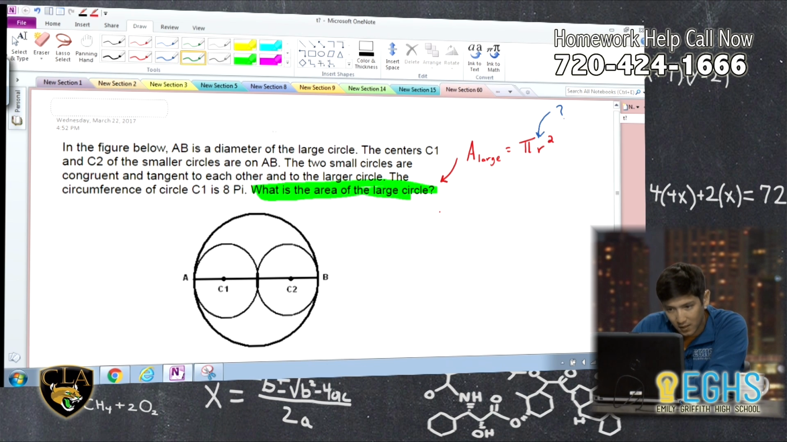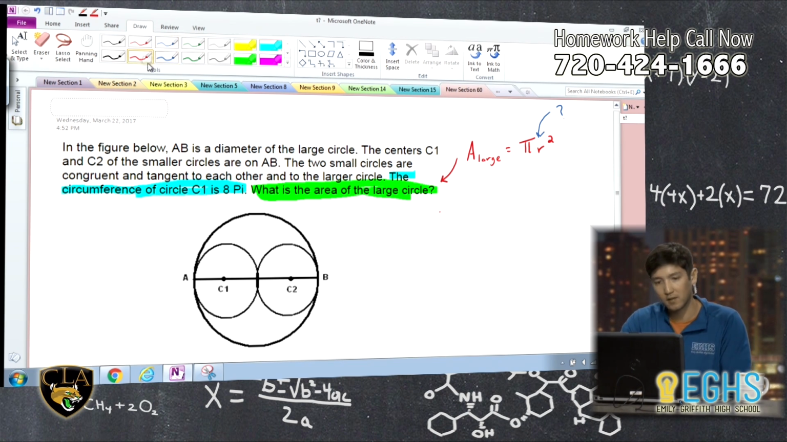So I skim this again. AB is a diameter. So I know that this right here is all the way across, and it's right through the center of the circle, so that helps me out. That tells me that if I knew the diameter of circle C1, I would know the radius of the large circle. So in my head now I'm thinking, how can I find the radius of circle C1? And as you skim through this again, you see the circumference of circle C1 is 8 pi.